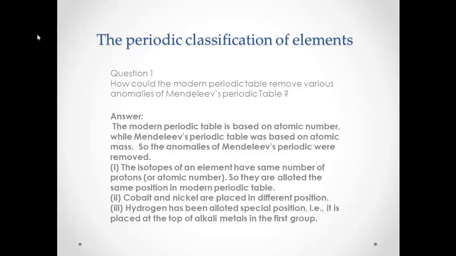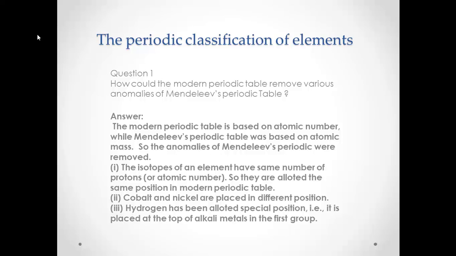Number 1, the isotopes of an element have the same number of protons. We know that isotopes are atoms of the same element having the same atomic number but different mass numbers. As all the isotopes of an element have one atomic number, they can be allotted the same position in the modern periodic table. And the second one was cobalt and nickel in Mendeleev's periodic table.